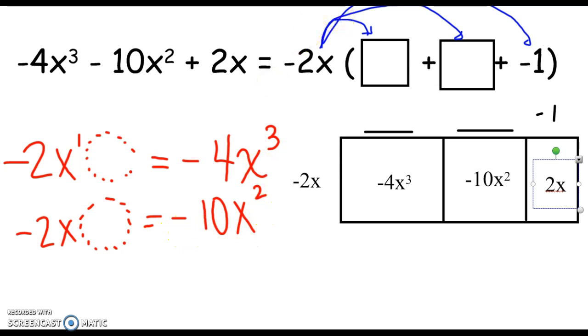So to get that squared to happen there, I need to at least have an x here. And to get negative 10 from negative 2, I need to multiply by 5. So this is 5x. And if I have negative 4x cubed, and a negative 2x to the first is being multiplied, I need to make sure I'm multiplying by an x squared. And then the coefficient, negative 4 from negative 2, that means I had to multiply by a 2. So 2x squared.